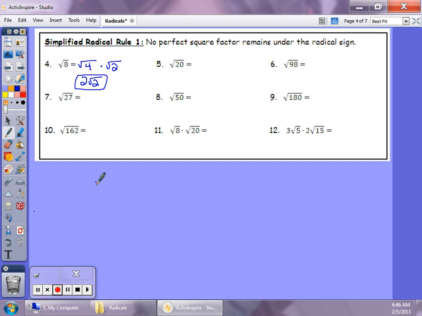For example 5, root 20. Again, I know root 20 has different factors. We can have 2 times 10, but 2 and 10 are not perfect squares, so we want to look for other factors of 20 that do contain a perfect square. And we know that that is going to be 4 times 5. So the square root of 4 is 2, so this simplifies into 2 root 5.